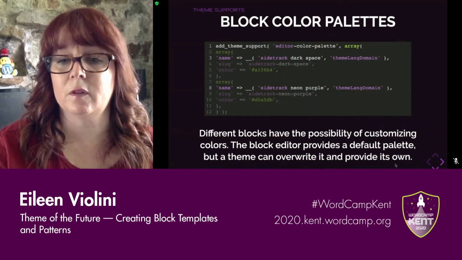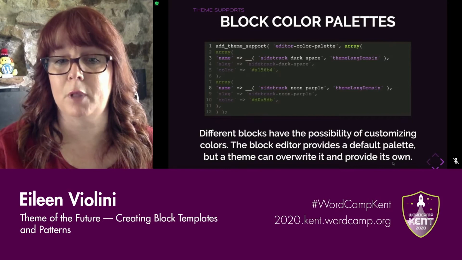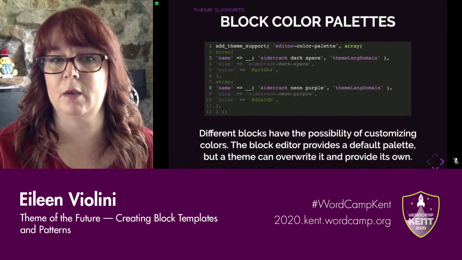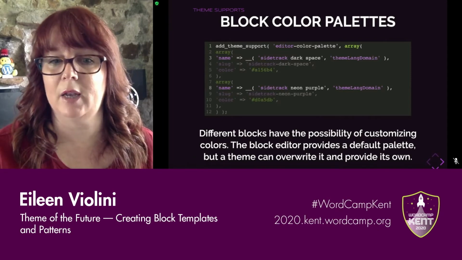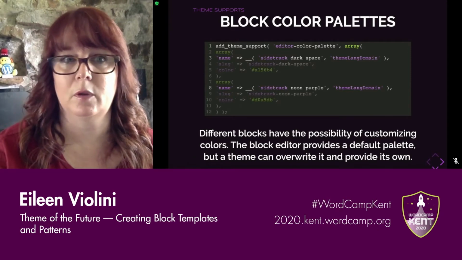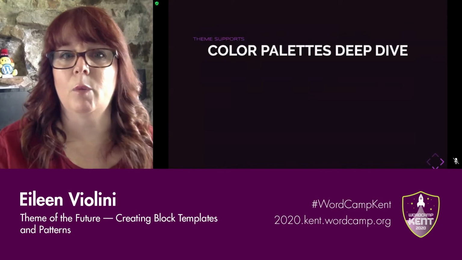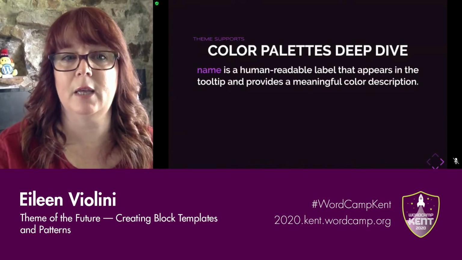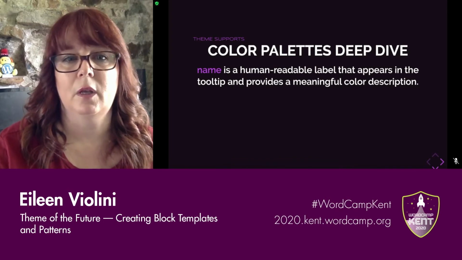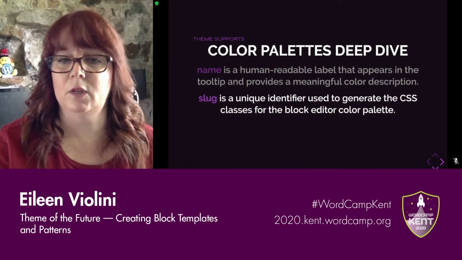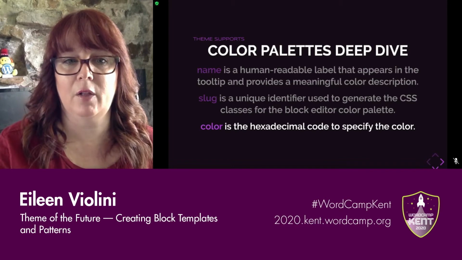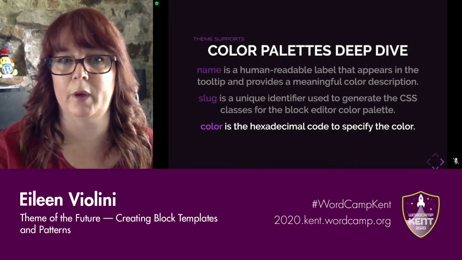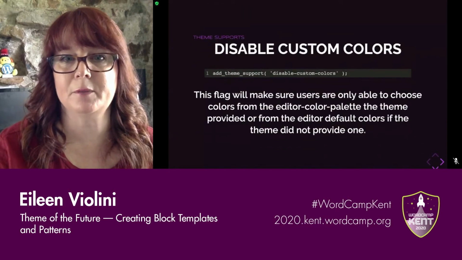block color palettes. There are certain blocks that will allow you to have their own color palette associated with them, and this is a way that you can add those colors there. When we look at the color palette, the deep dive, when we're writing that code, the name is a human readable label. The slug is a unique identifier. And color is the hexadecimal code. So those are the three things that we need to be showing for our color palettes.